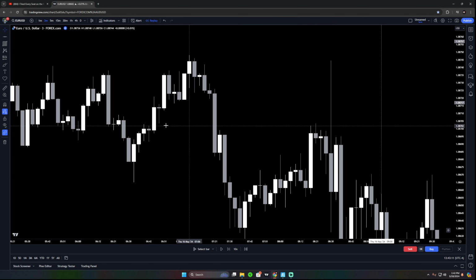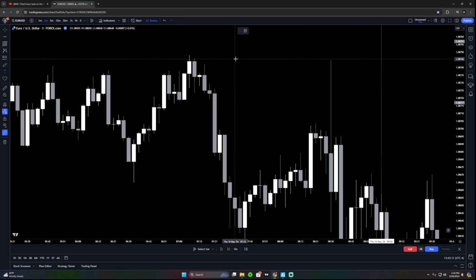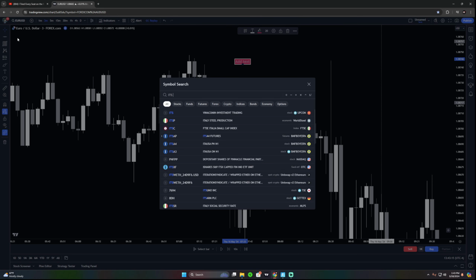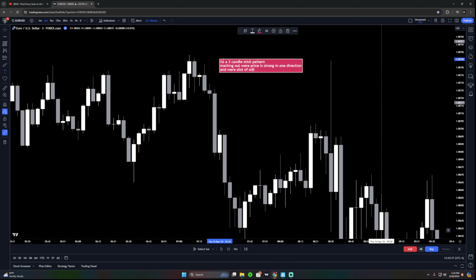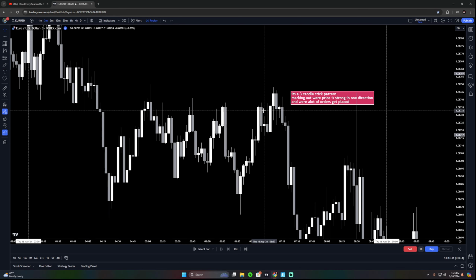A fair value gap is made up of 3 candles, okay? I'm just going to write what a fair value gap is. Oh, text box gone, nice. It's a 3 candlestick pattern marking out where price is strong in one direction and where a lot of orders get placed. So, this is what a fair value gap is.